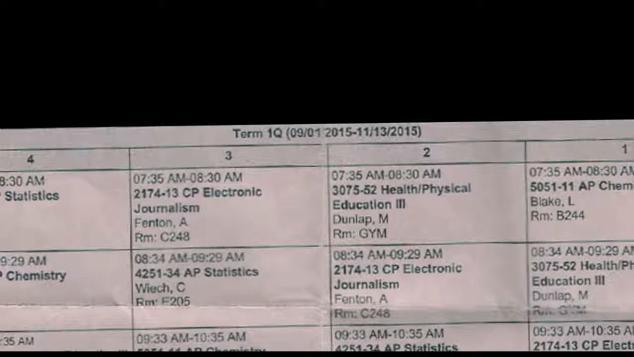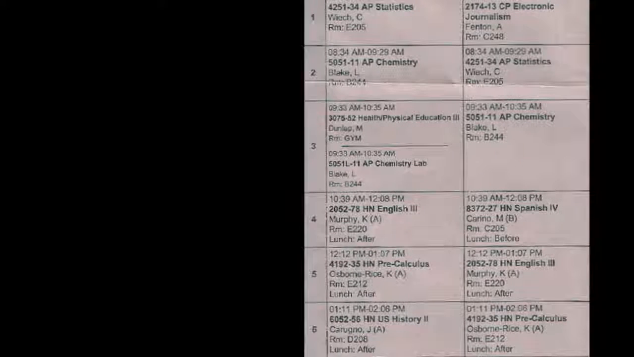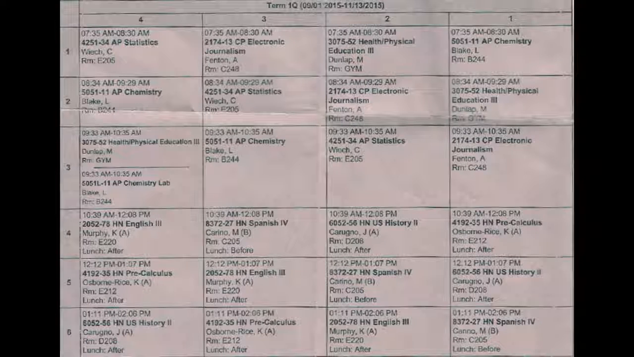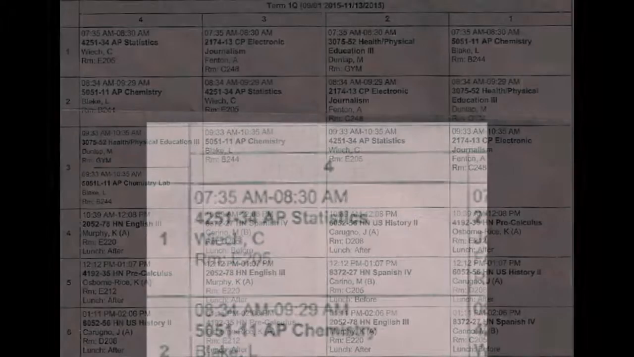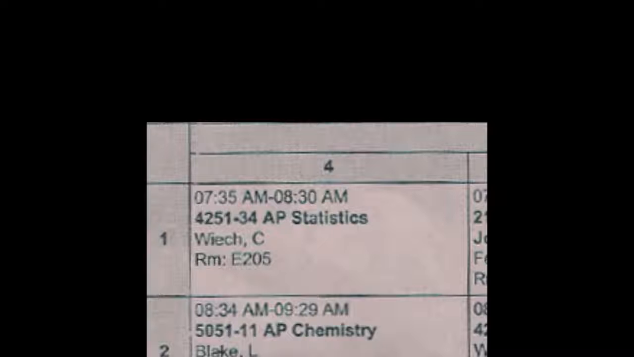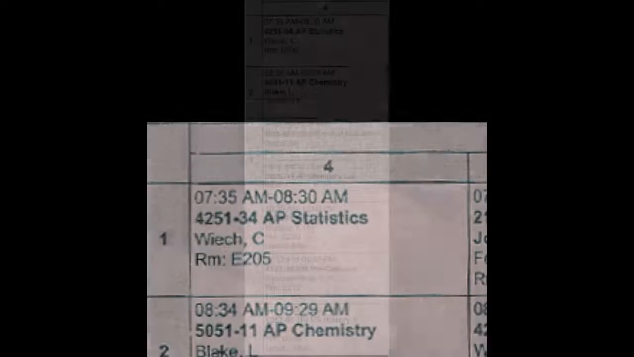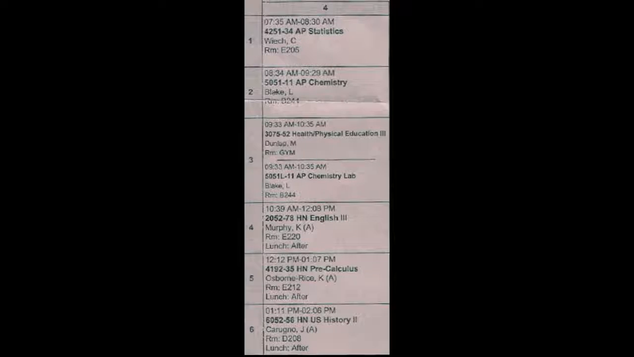Up here, we have the days that we rotate through: Day 4, Day 3, Day 2, and Day 1. On the side, you have labels for blocks 1 through 6. Each day, you just have to go through the blocks from top to bottom. The year starts on Day 4, so you just look at the Day 4 column only and go to the classes listed in all those cells.